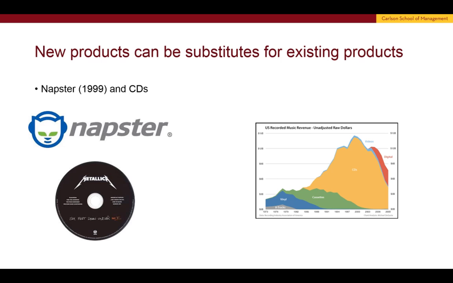Here's a picture of recorded music revenue in the US from 1973 up to about 2009. And what you see is that it was rising till about 1999, when Napster appeared, and then that big yellow region, which is revenue from CDs, began to plummet. Yes, indeed, it does suggest that Napster provided a substitute for compact discs.